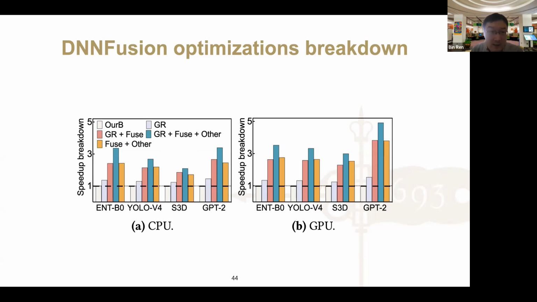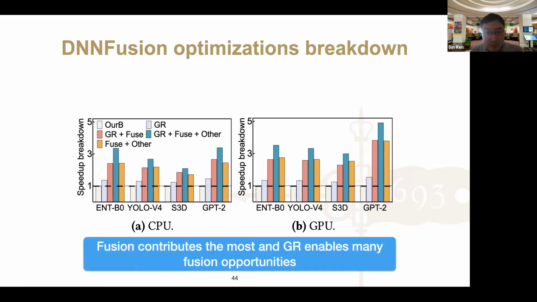And the last bar is very interesting. It shows performance with only fusion and other techniques without graph rewriting. Okay, so from this result, we show both the CPU result and GPU result here. And from these results, we can see operator fusion contributes the most to the performance gains. And particularly if you compare the red bar here with other bars. Yeah.